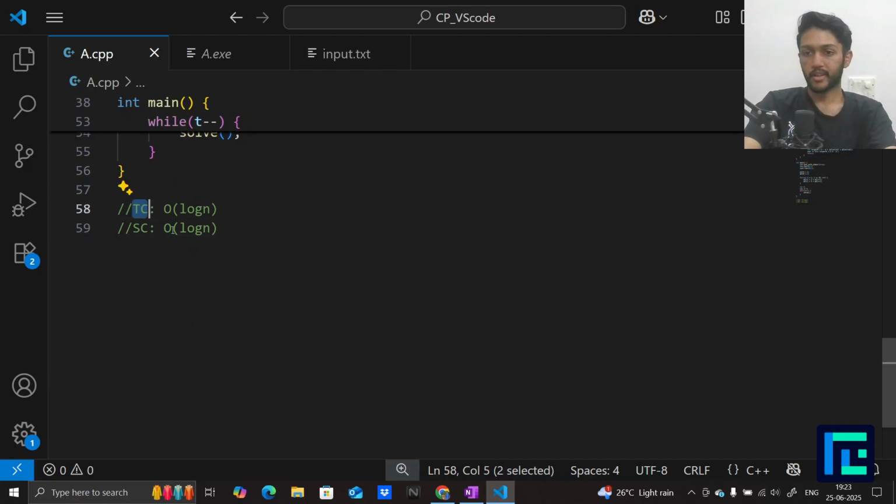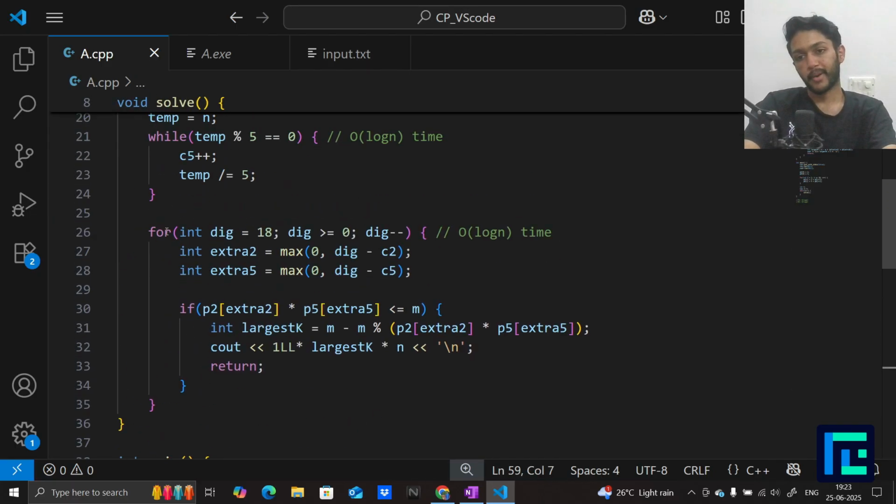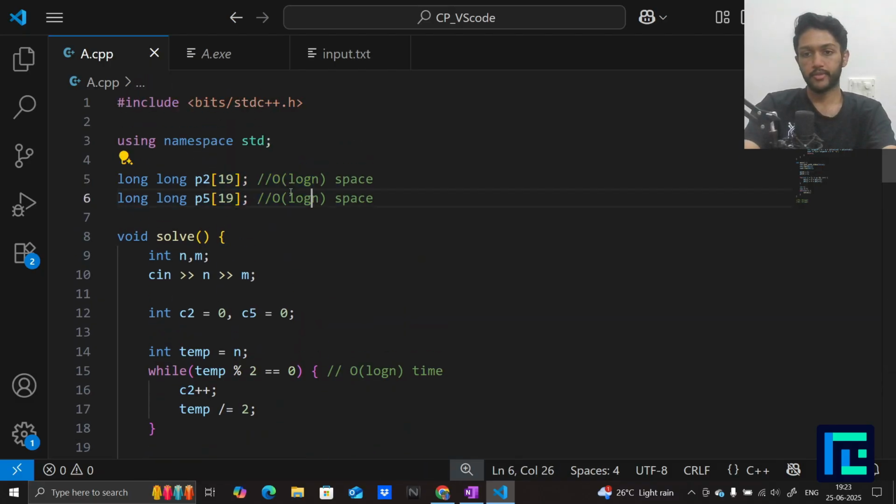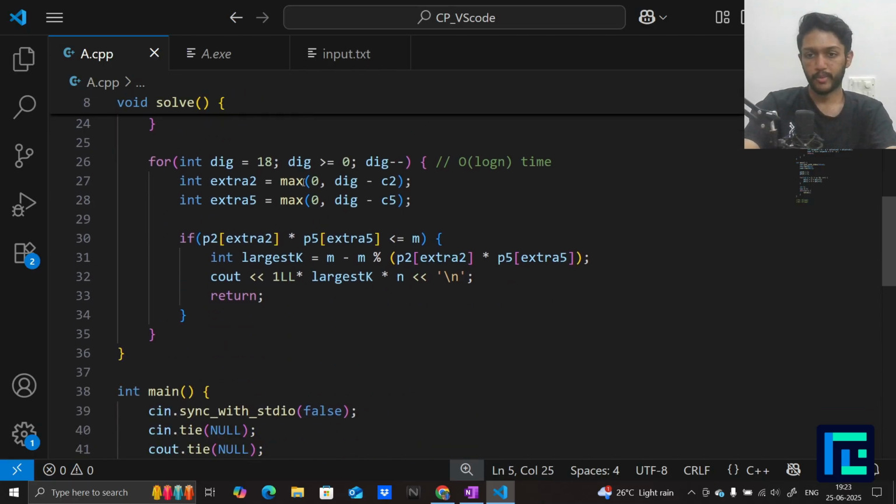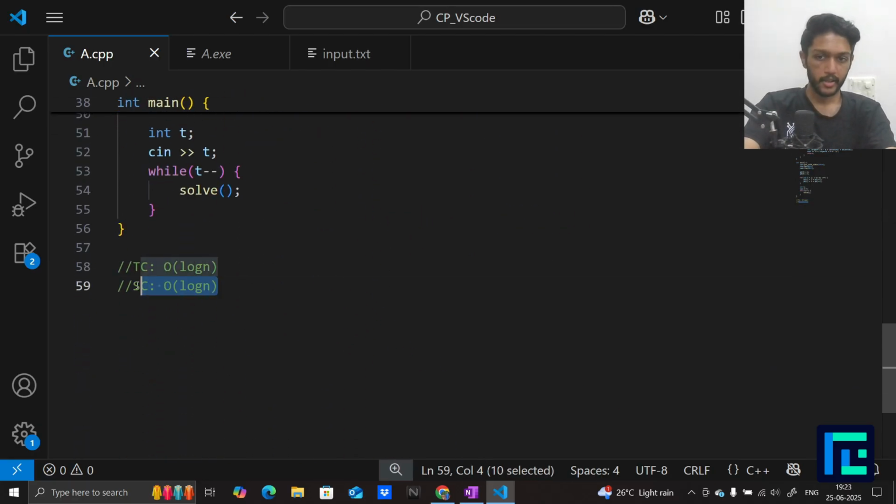And for space complexity, I have stored the powers of 2 and powers of 5. They take O of log n space, and that's why the space complexity is O of log n, right?